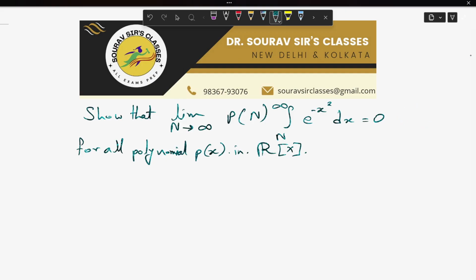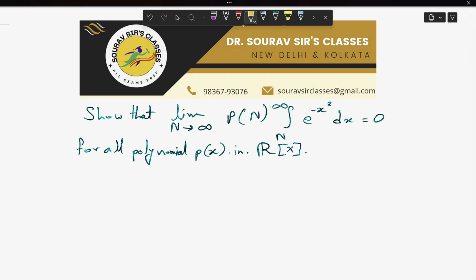This is for all polynomials P in R[x], which means the coefficients are real numbers. Let us see how we can solve that. Now we have to find the bounds of the integral. So how can we do that?